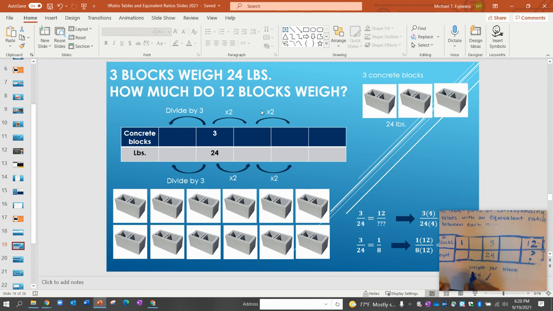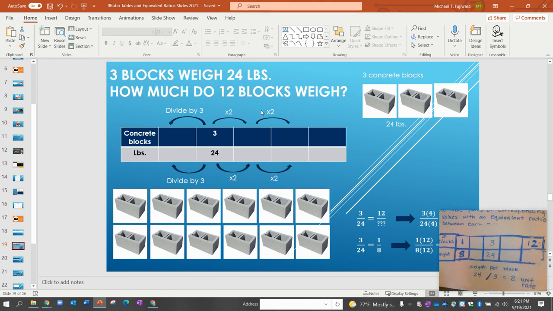So we want to know weight per block, so we're going to do weight divided by the number of blocks, which gives you the unit rate. This is called a unit rate. It's the weight per block, 8 pounds. So we know 1 weighs 8, so 12 must be 12 eighths.